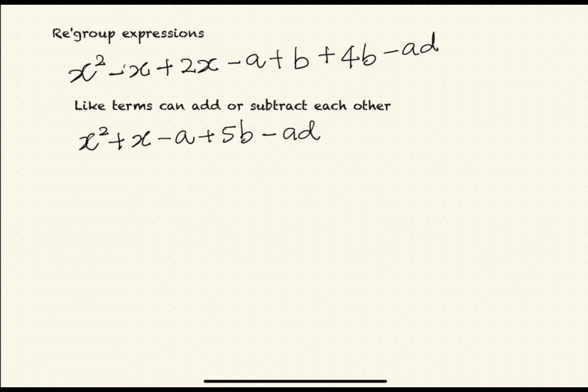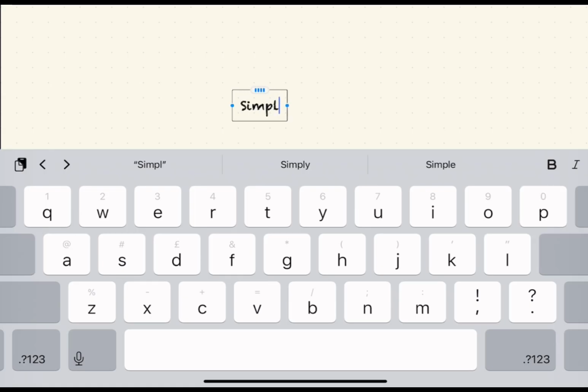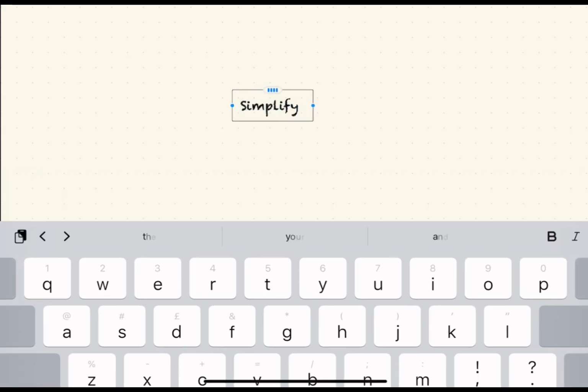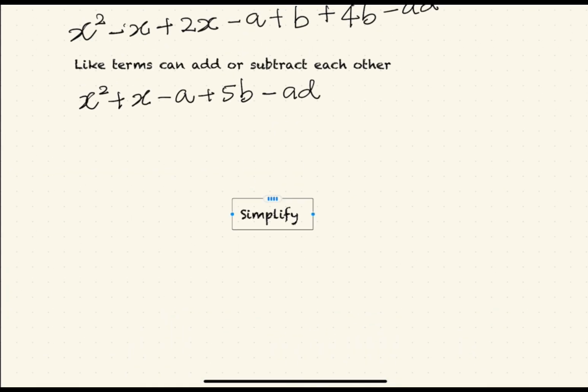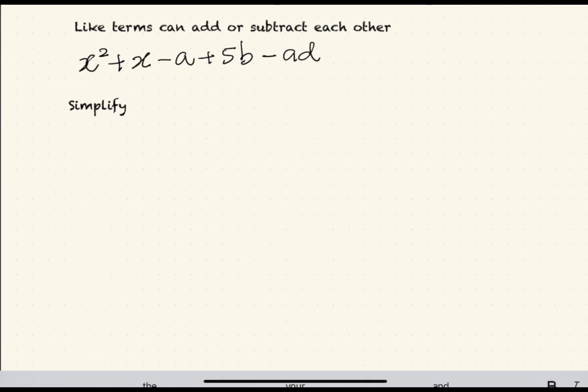It's also important for me to tell you that this process of putting together like terms and adding them together is what is referred to as simplification. So when anyone ever asks you to simplify something, what they mean is that you should look for like terms and add them together. So it's like the way you can always write something in an easy way.